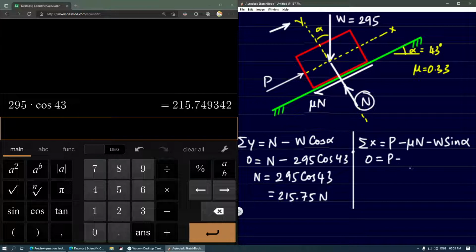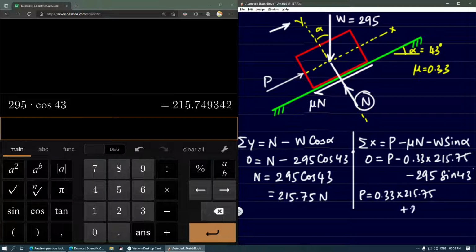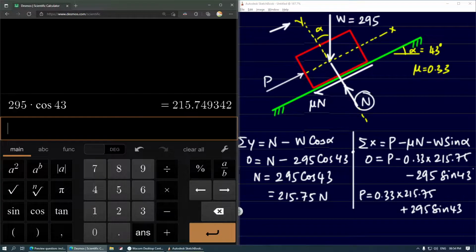P is not known and is yet to be found. Mu value is 0.33. N value we just now found, that is 215.75, minus W value is given here, 295, and sine alpha, alpha being 43 degrees. So let us substitute all this, and here you can see P is the only unknown, so we need to find it. So when we send these terms to the other side, they become positive. That's 0.33 times 215.75 plus 295 into sine 43. Let's do these calculations over here.